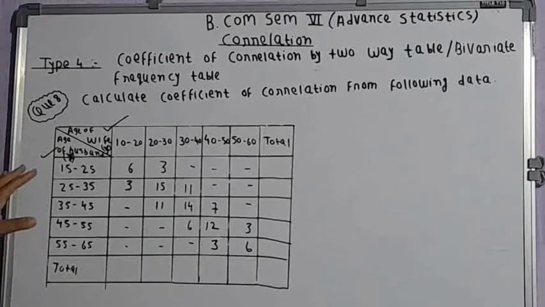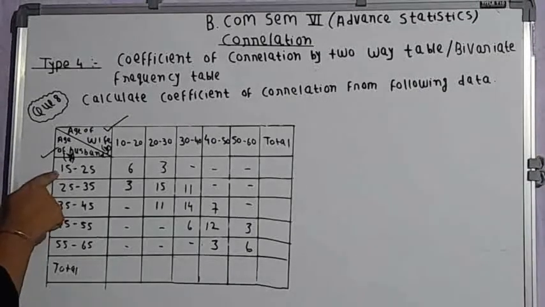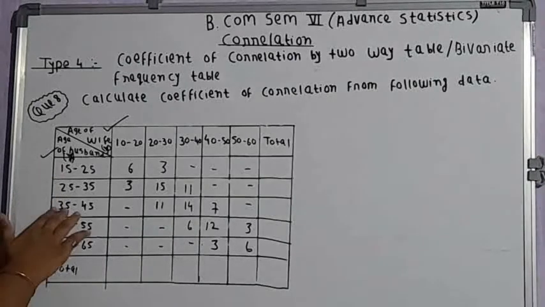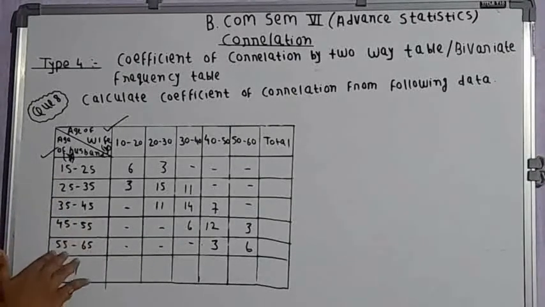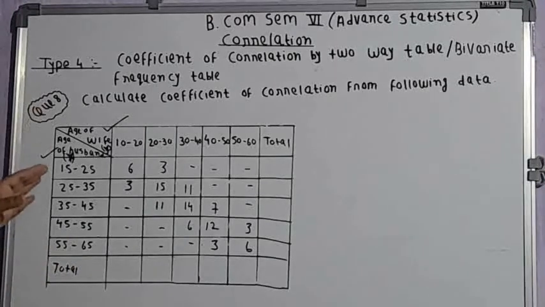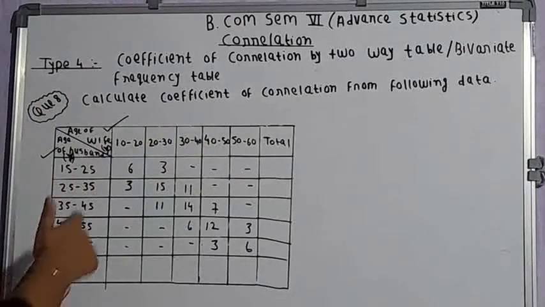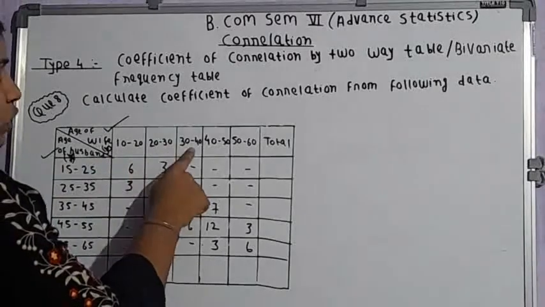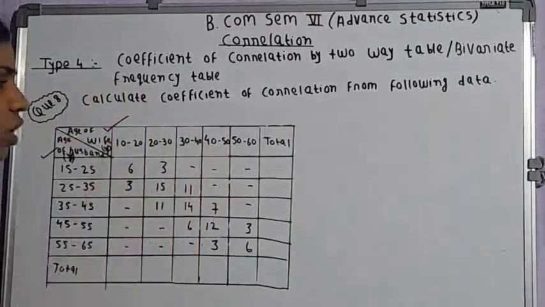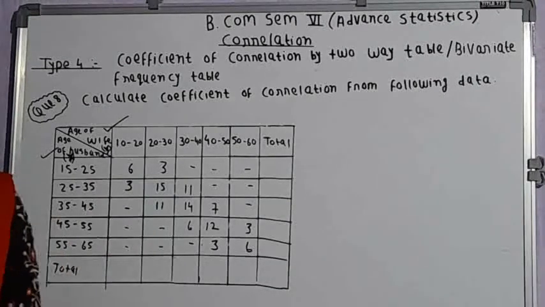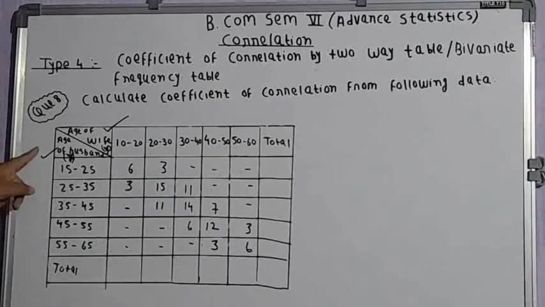Okay, so what is there? We have been given particular age groups. In age of husband, we have been given 15 to 25, 25 to 35, 35 to 45, 45 to 55 and 55 to 65. So this way we have been given different age groups under the age of husband. Under the age of wife as well, you can see we have been given different age groups like 10 to 20, 20 to 30, 30 to 40, 40 to 50 and 50 to 60. So this way we have been given two variables for calculating the coefficient of correlation. What are those two variables? Age of husbands and age of wives. Data has been given in the group series.